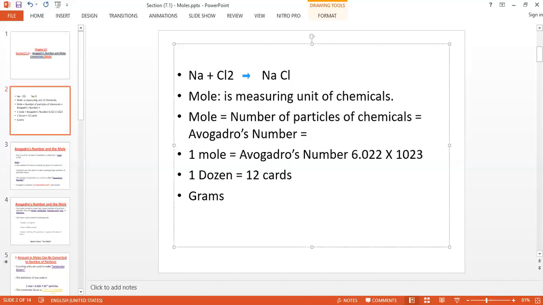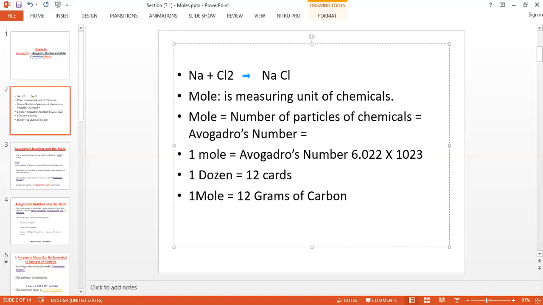Can I convert moles into grams? Yes, we can convert moles into grams. How can we do this? I will give you a very simple example to know about conversion between moles and grams. First of all, you should know that 1 mole equals the number of 12 grams of carbon-12 atoms.